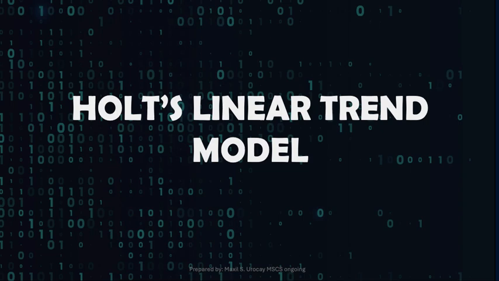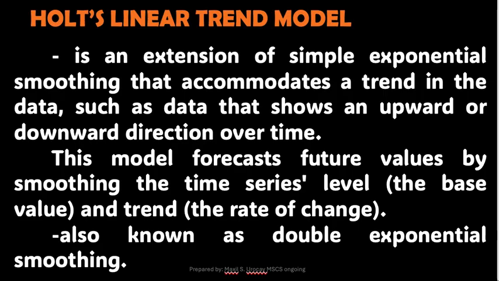Okay. Our next topic will be the Holt's linear trend model. Holt's linear trend model is an extension of simple exponential smoothing that accommodates a trend in the data, such as data that shows an upward or downward direction over time. This model forecasts future values by smoothing the time series level, the base value, and trend, the rate of change, also known as double exponential smoothing.